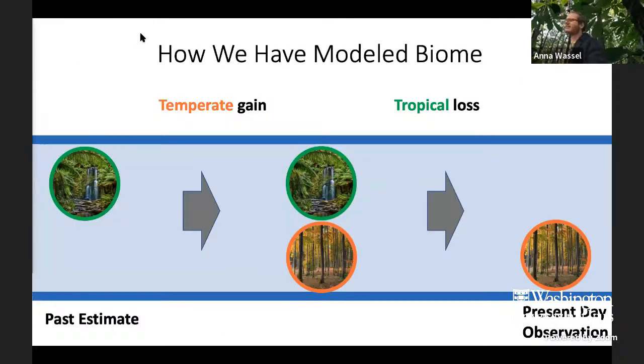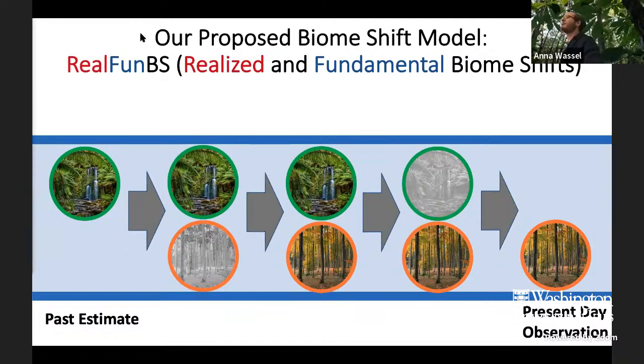But yeah, so to go back to that brief example over a phylogenetic branch before, right? So simple temperate gain, tropical loss. Well, this is really just the realized affinities that we're tracking here. Under our proposed new Bayesian model, which, this is a work-in-progress name, RealFunBS, realized and fundamental biome shifts, I can tell you this is not the worst name we could come up with. There was far worse. But anyways, we're going to work through a few steps here, going from past to present day, just to show what the evolutionary process would look like.